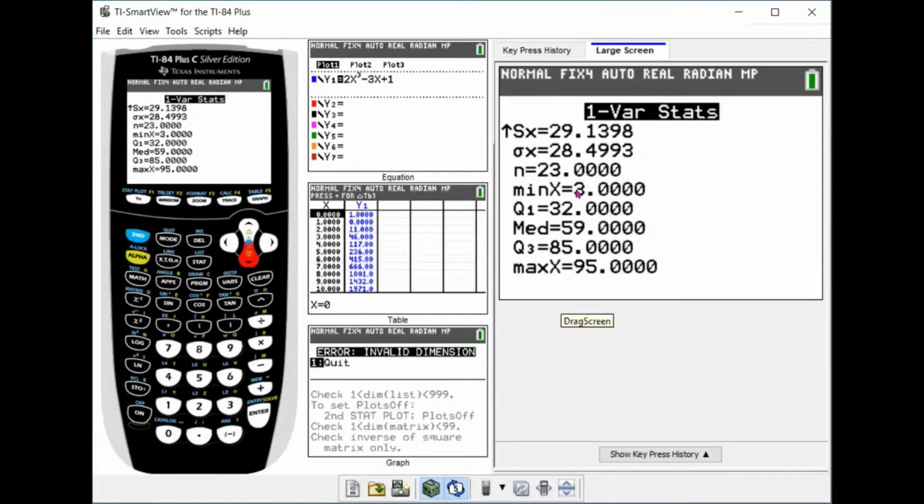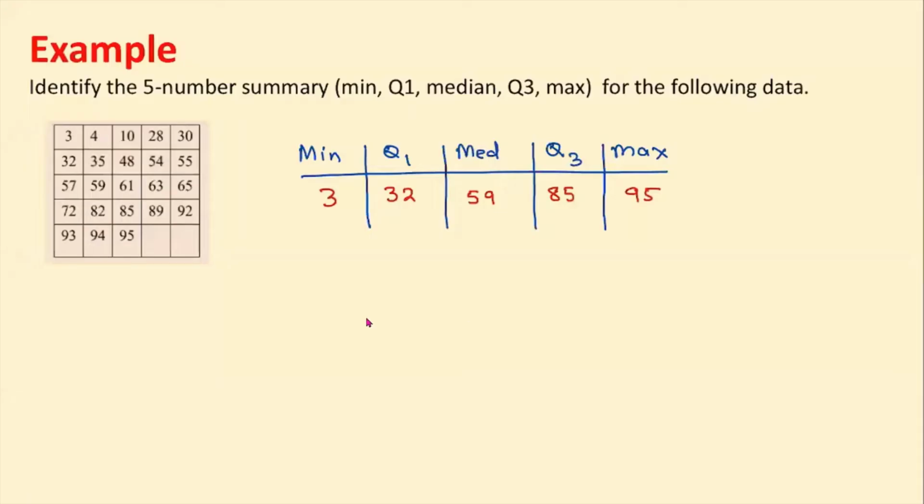We have seen the minimum and maximum value directly from the data. We get the other 3 numbers from the calculator. So these 5 numbers, minimum, Q1, median, Q3, and maximum, are called the 5-number summary for a given data set. Okay, I have all those numbers written here. So that is the end of this problem where we're asked to identify the 5-number summary. Now let's move on to the next example.